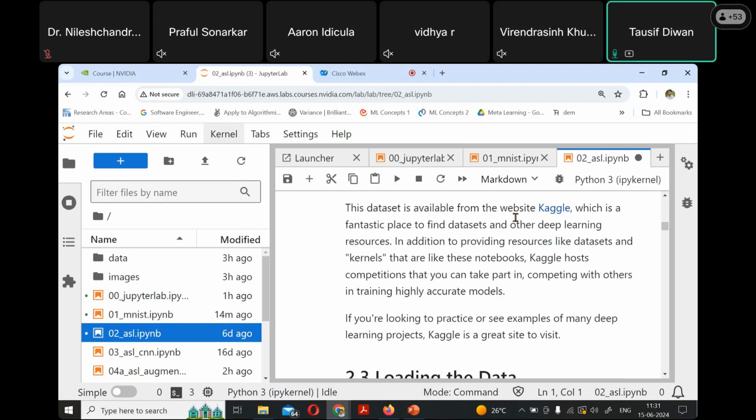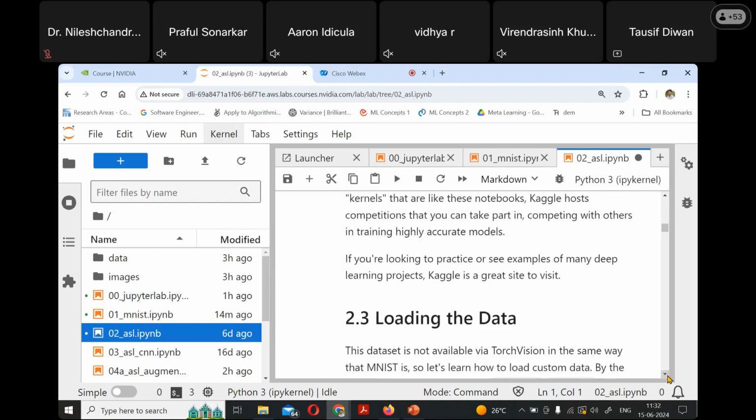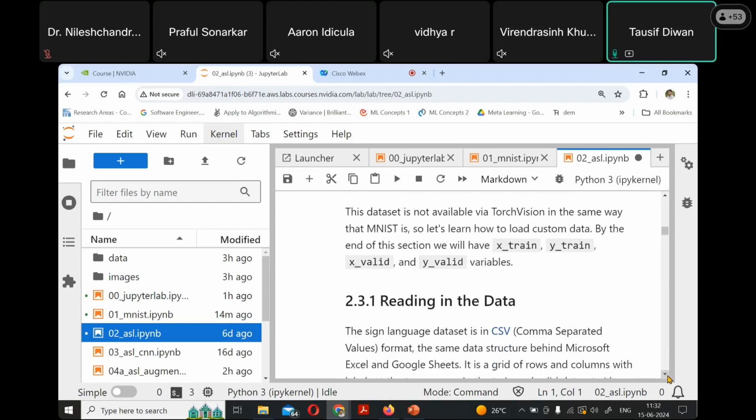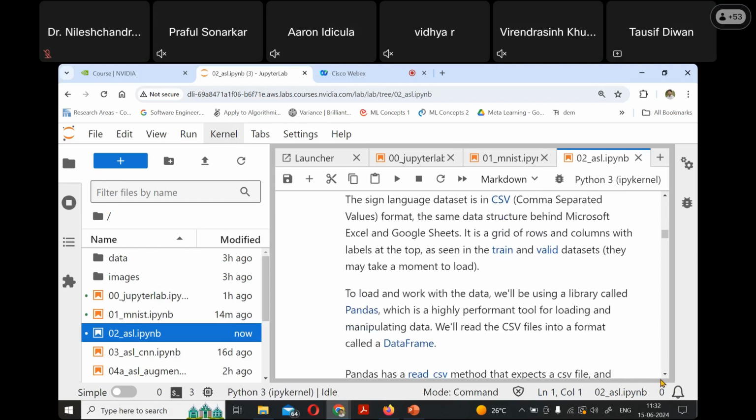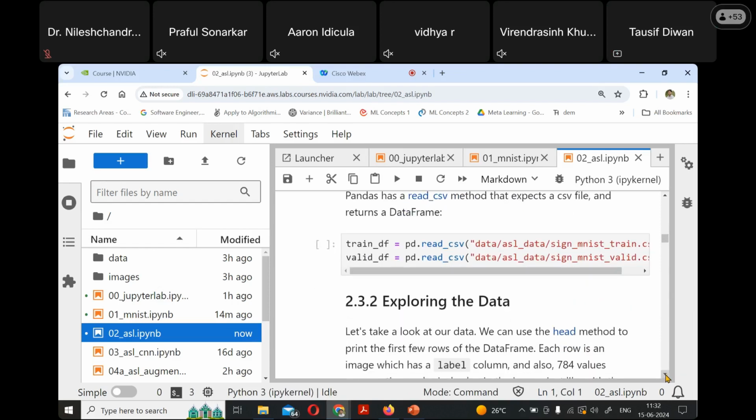This dataset is available on Kaggle, and we will see which type of dataset this is. Once again, we need to define the same four variables: x train, y train, x validation, and y validation. See where this dataset is available. It is in this data folder. In the data folder, ASL data is there, and then sign MNIST train. Do not get confused with the name MNIST, as it's the American Sign Language dataset.